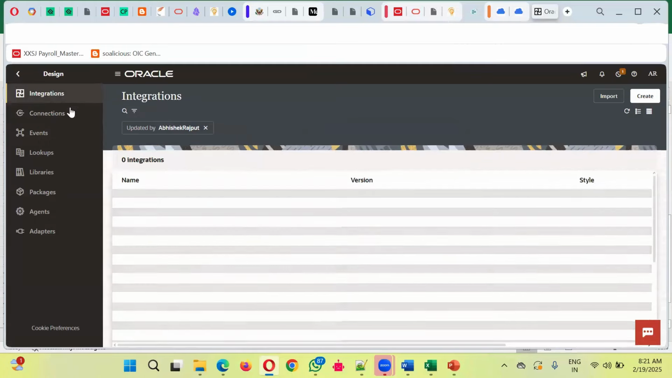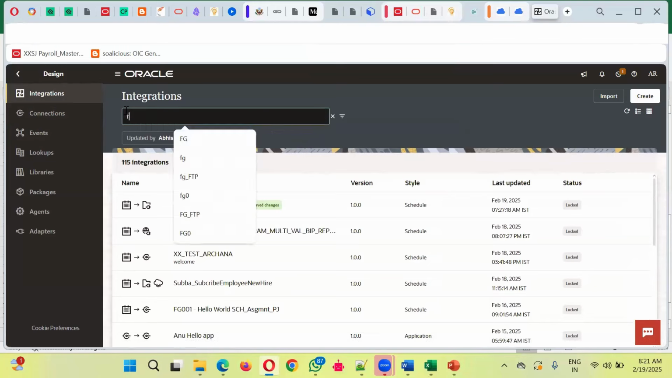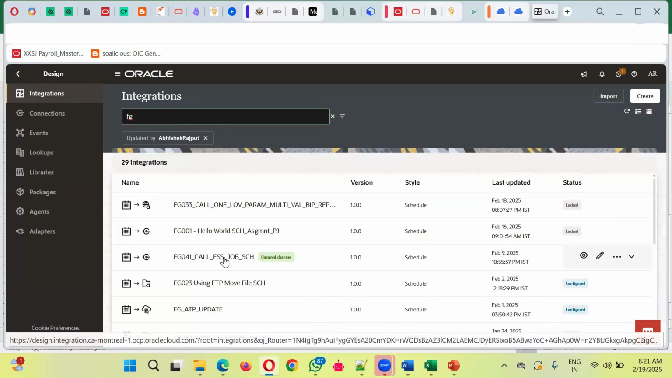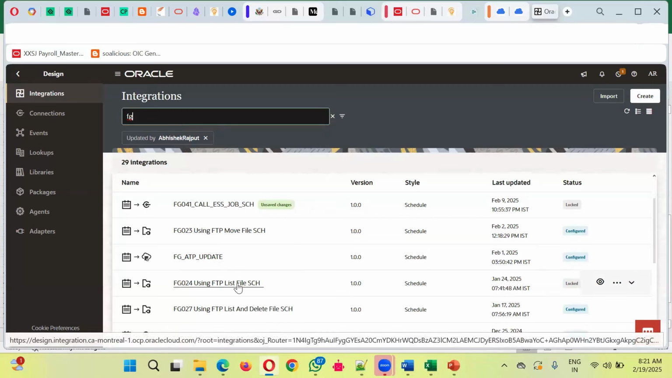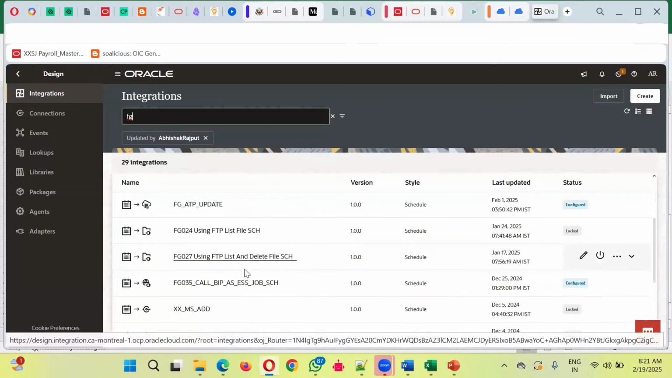And talking about the integrations, guys, if you could see, we have a handful of integrations that we have created for you guys. We have almost 50 plus integrations and this number keeps evolving. Starting from hello world, doing a calculation, up to calling an ESS job, calling a BIP report with parameter, FTP related, in case you want to upload an FTP file, list all the files available in FTP, or delete a file from the FTP.